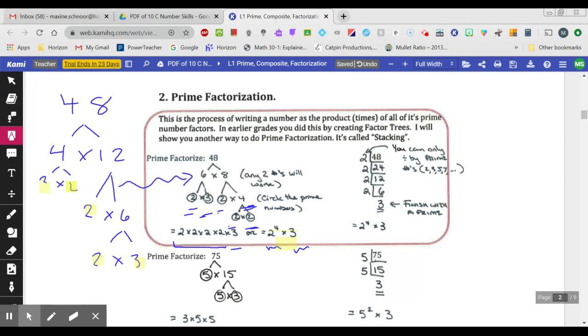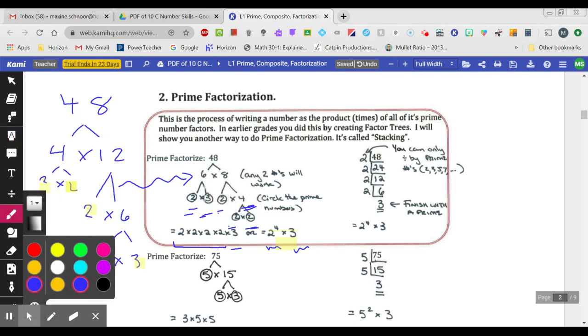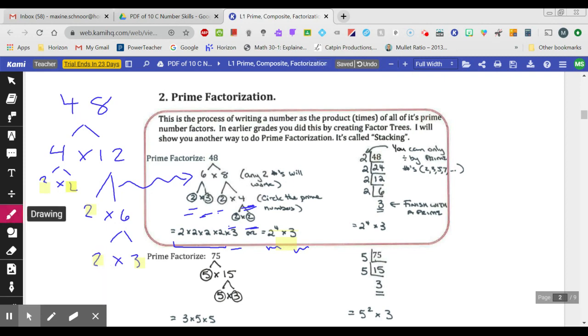Now the other way to do this concept is to do something called stacking. Now stacking is the way that I like. I will tell you this, sometimes in math I can show you more than one way to do things. If you don't like that other way, if you want to stick with the way you've always done it, go right ahead, but I'm all about giving you choice. So I'm just going to write it bigger over here just so you can see what I'm doing.